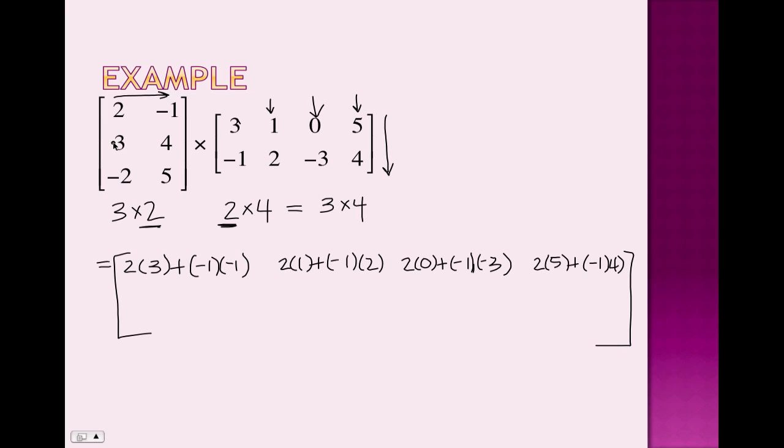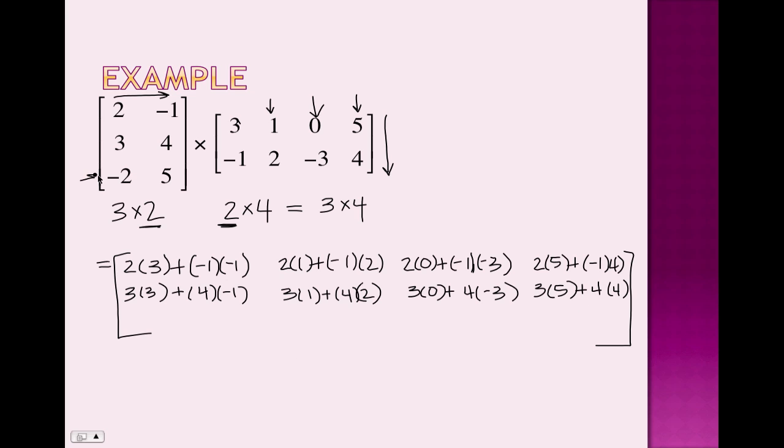So now we're going to move on to our second row and do the same thing. We're going to take this row and multiply it by each of our 4 columns. So that gives us 3 times 3 plus 4 times -1. Second column, 3 times 1 plus 4 times 2. Moving on to our third column, we have 3 times 0 plus 4 times -3. And moving on to our last column, we're going to have 3 times 5 plus 4 times 4.